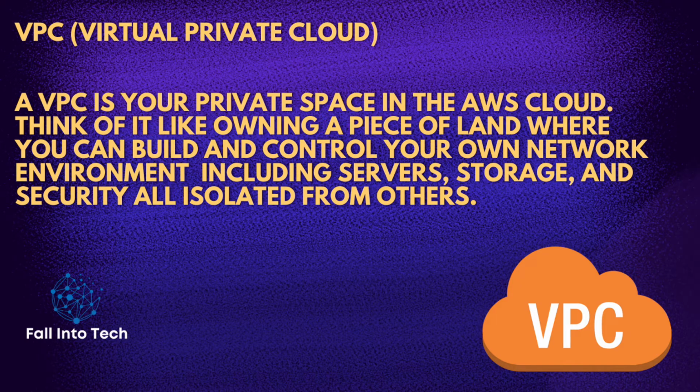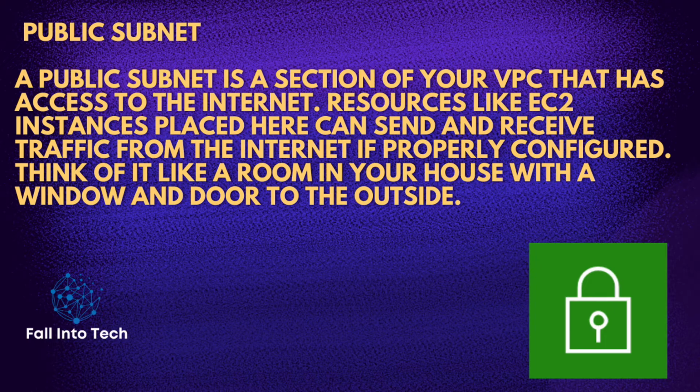And now let's move to a public subnet. So a public subnet is a section of your VPC that has access to the internet. Resources like the EC2 instance placed here can send and receive traffic from the internet if properly configured. You can think of it like a room in your house with a window and door that can have access to the outside. So that's basically a public subnet.